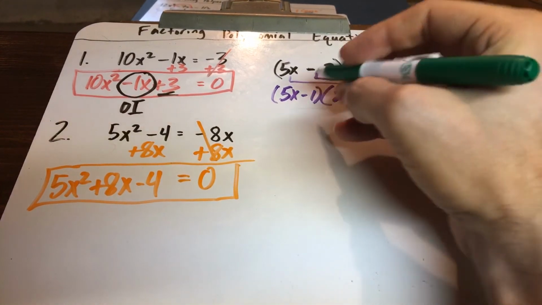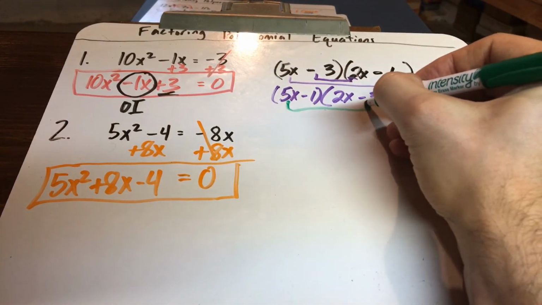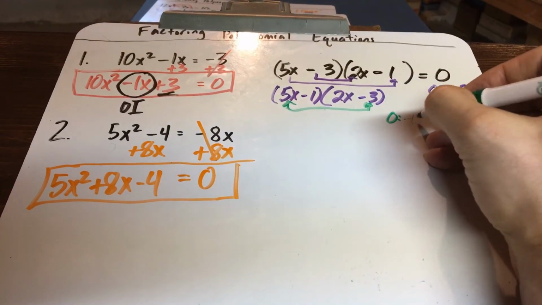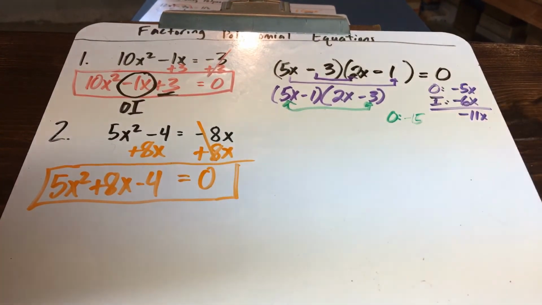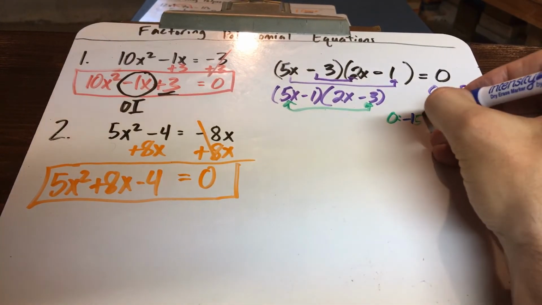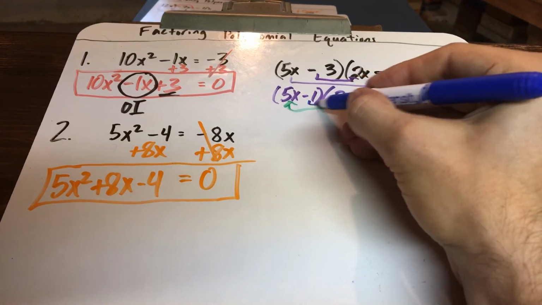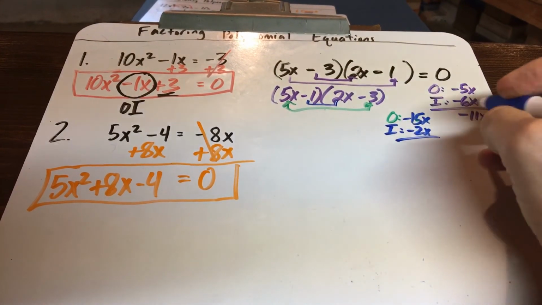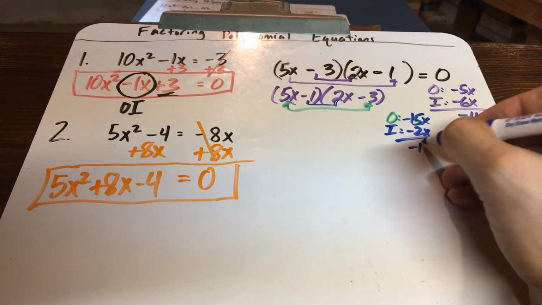On the outside of this one, 5x times negative 3, that equals negative 15x. My green marker is really struggling here. I got to switch it over. It likes to just not show up very well. On the inside, negative 1 times 2x. Man, I messed this one up again. Negative 15 and negative 2 is negative 17.